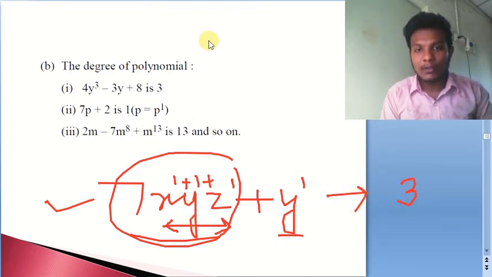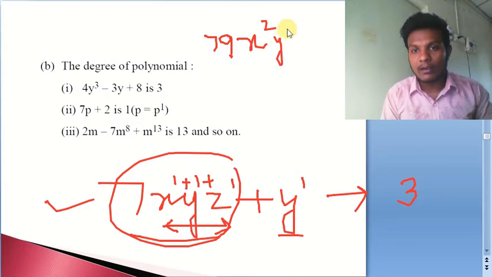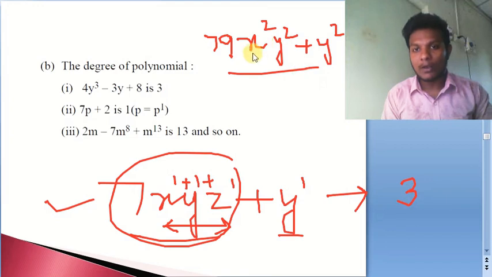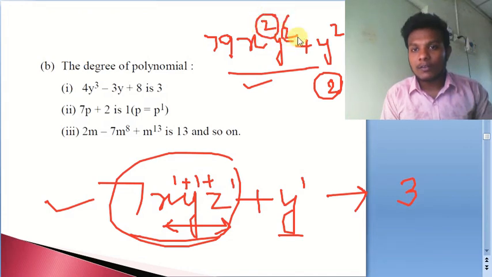Suppose we have, let us say, 79 x square y square plus y square. This is a polynomial for sure. Why? Because the variables are x and y and the powers assigned to them are strictly whole numbers. Suppose we need to find the degree. Here the highest power is 2 in this particular term, just keep it aside. But this is x square y square and these two variables are under product. In this case, whatever 2 is there, we have to add this other 2 also. So what is 2 plus 2? It is 4. So here the highest power is 4, not 2.